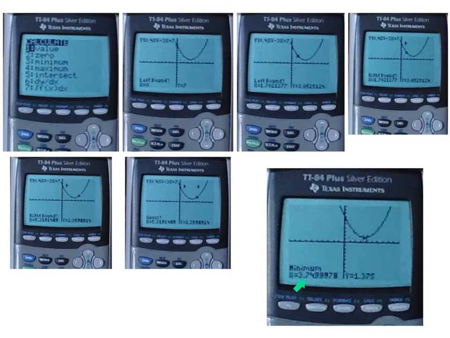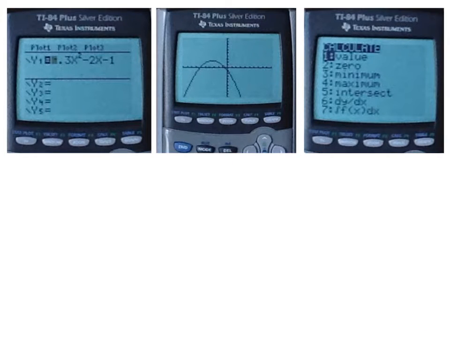So my minimum, we already knew it wasn't going to be a whole number because it wasn't in the table, is 3.75, that rounds up, comma, 1.375. So let's do another one.